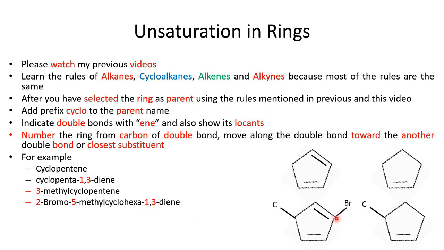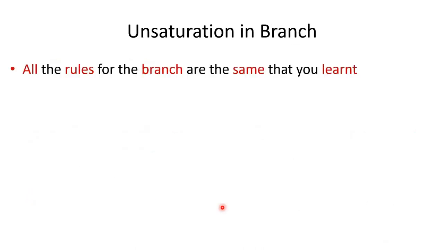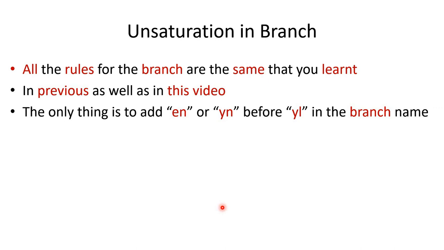If we go from this carbon, then 1, 2, 3, 4, then this double bond will get a higher position. That's why we do not start from this carbon. What about unsaturation in a branch? All the rules for the branch are the same as what you learned in the previous as well as in this video. The only thing is to add "-enyl" before "-yl" in the branch name.